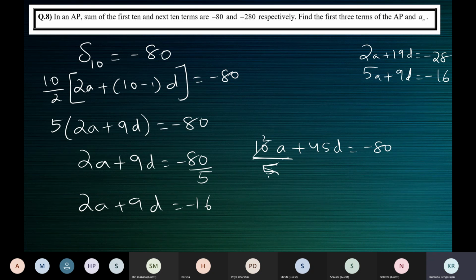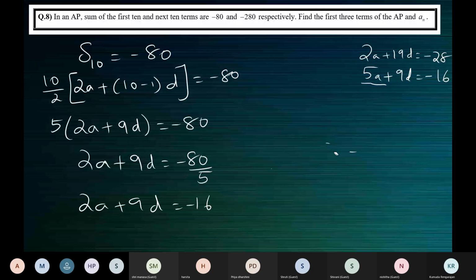To divide by 5, what will you get? 2a, right? Yes, ma'am. You've written 5a, ma'am. That's a mistake. Yes, ma'am. So class, this is the first equation. I hope you got it, all of you.